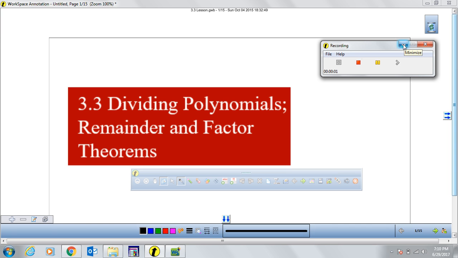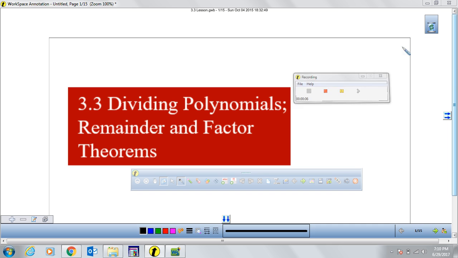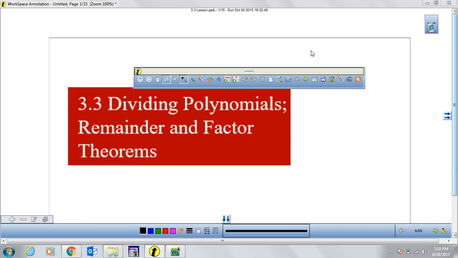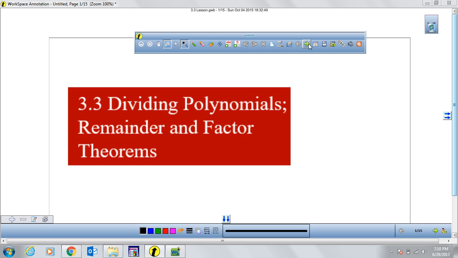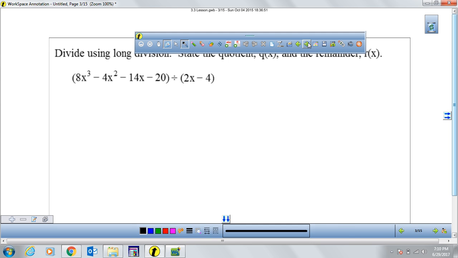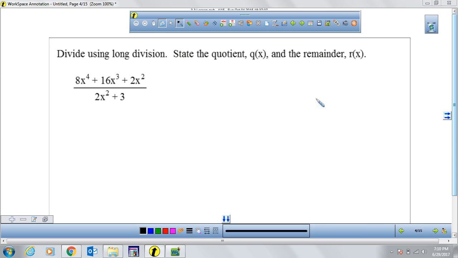In this section 3.3, we're going to cover division of polynomials, the remainder, and the factor theorems. So first thing that we're going to start doing is dividing polynomials using the process of long division. So we're going to start with this problem here.